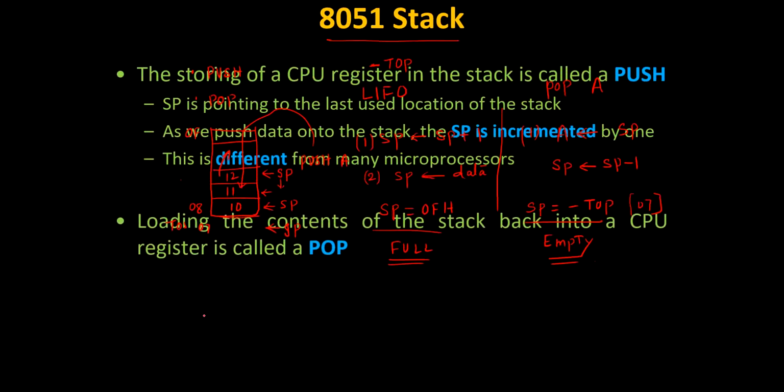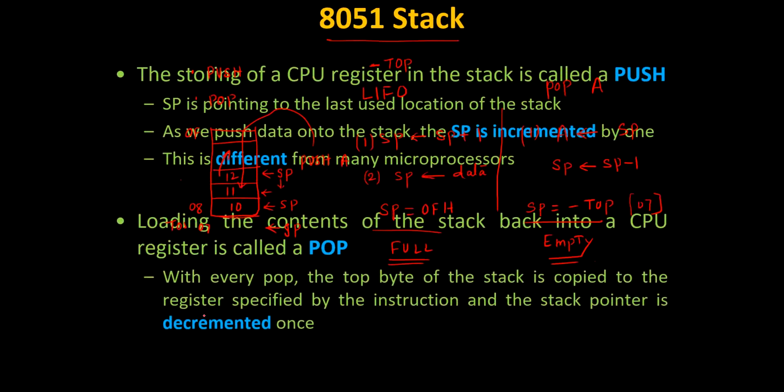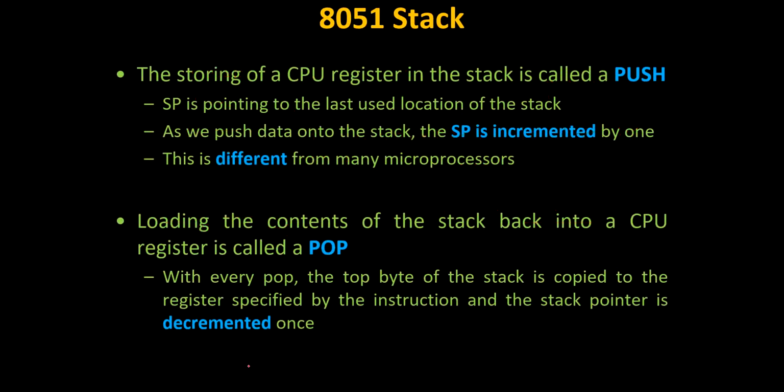Loading the content of the stack back into the CPU register is called the pop instruction. With every pop, the top byte of the stack is copied into the register specified by the instruction, that is, POP A, the A register. We take the data from the stack pointer location, then the stack pointer is decremented by 1. So this is the operation of the stack pointer. Remember, this is very important. They are going to ask a question like, explain the stack operation in 8051.